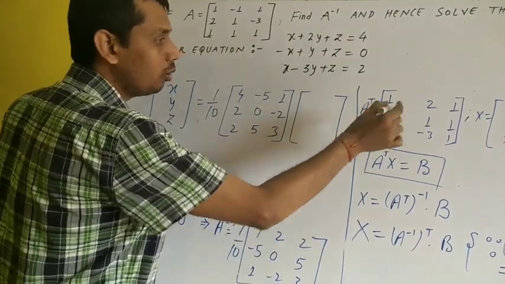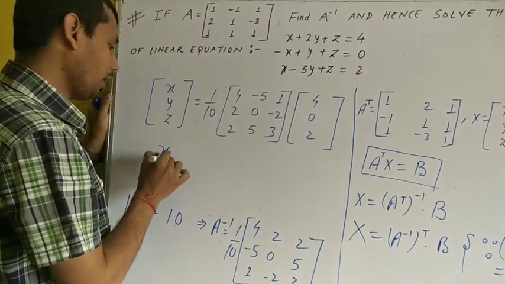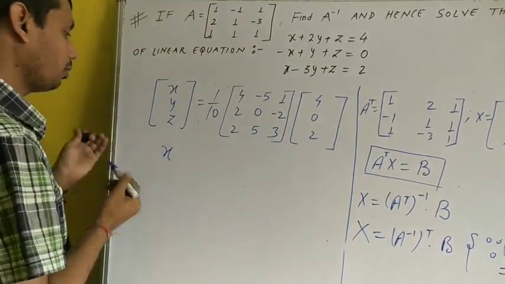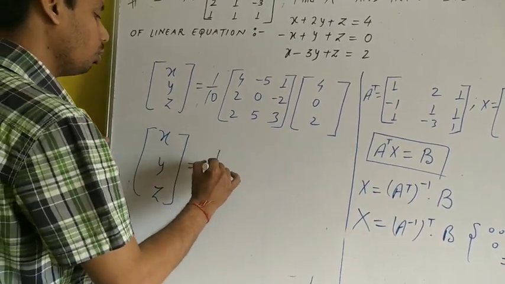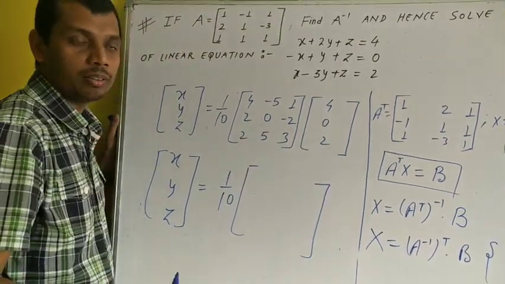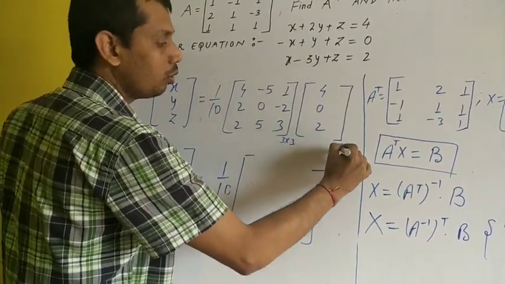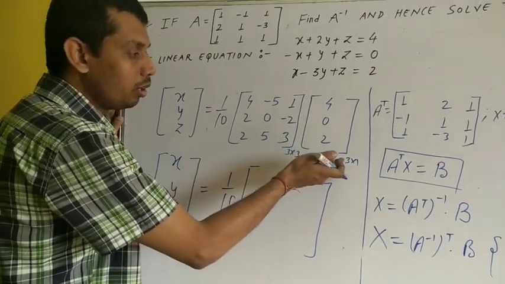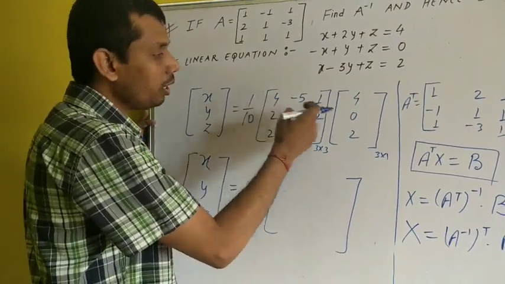Now what is the value of B? B is 4, 0, 2. So this X, Y, Z will be equal to 1 by 10 times the product. This is simple matrix multiplication. 3 rows and 3 columns are there here, and here 3 rows and 1 column are there. As the number of columns of the first matrix is equal to the number of rows of this matrix, the product of these two is possible.